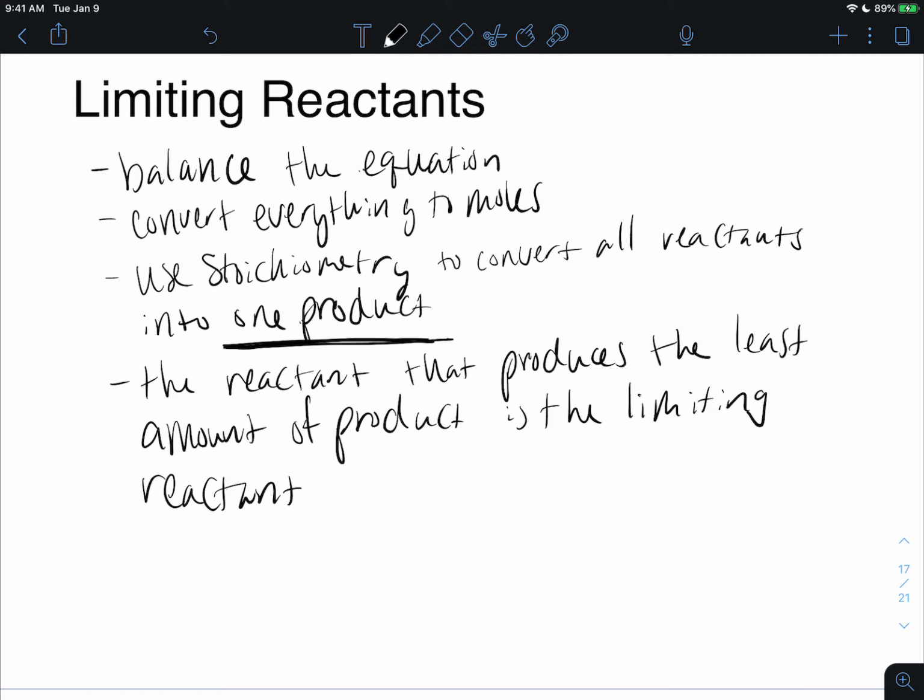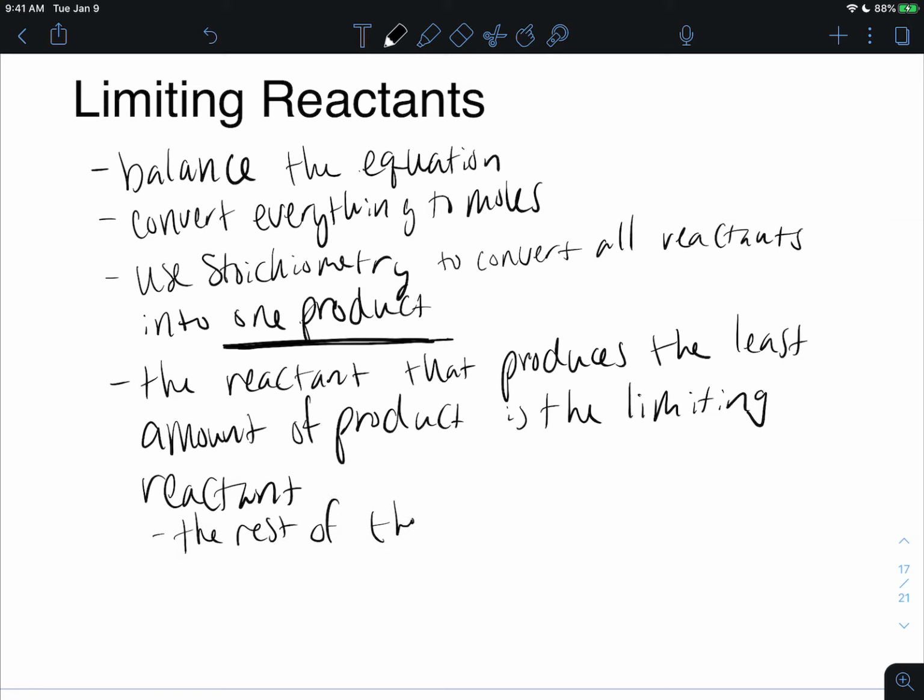Again, this is a limiting reactant, so it has to be a reactant. It will not be the product that's limiting, it is the reactant that's limiting. So once you've gotten your product, you ask, which one of these reactants makes the least amount? Then you're going to go back. That reactant will be the limiting reactant, and all the rest of them will be in excess.